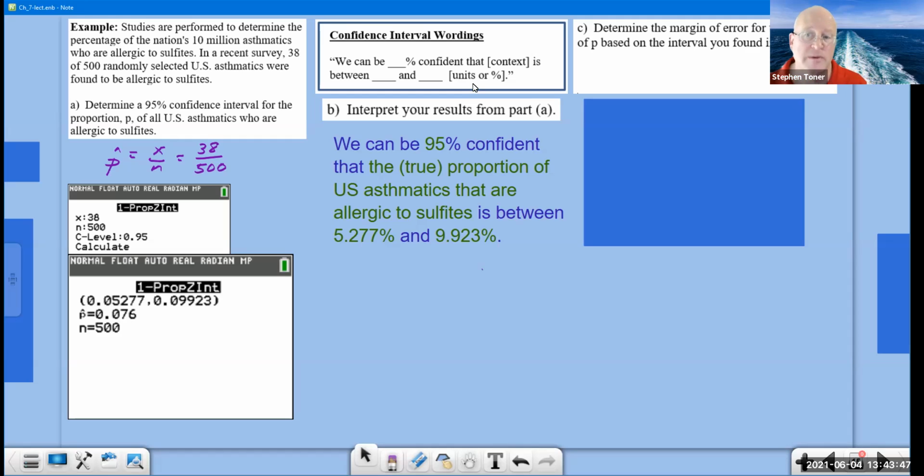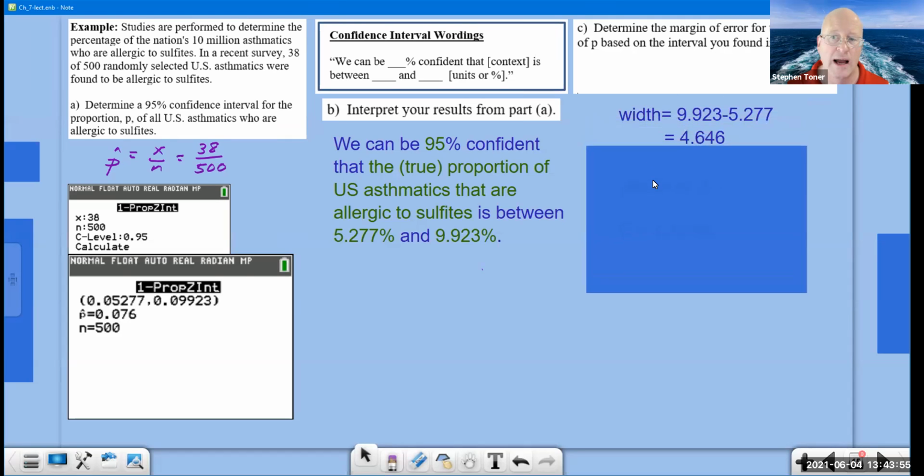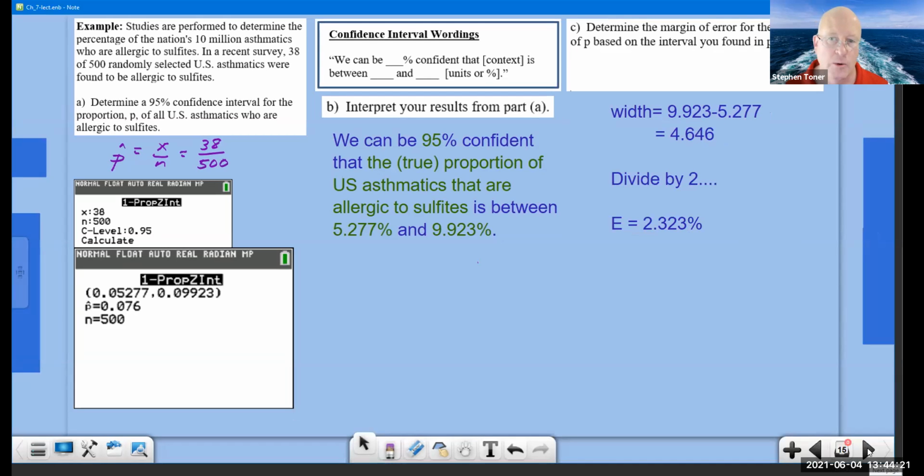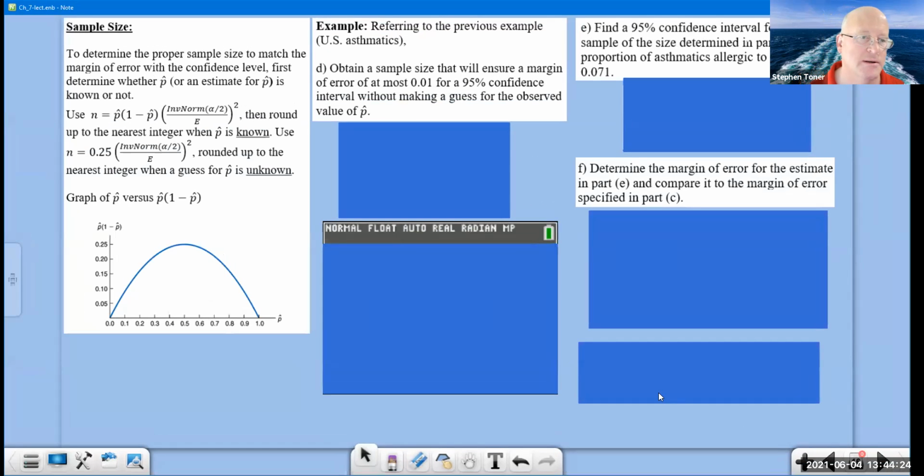Okay, now determine the margin of error based on that confidence interval that we just created back in part A. Well, I took the width of that confidence interval. I took the high value minus the low value, and these were actually percentages. I'd removed the decimals. I then found how wide it was. I divided by 2, and that told me my margin of error would be 2.323%. And this is exactly what we were doing in the first half of this chapter. Now we're going to keep this problem going here in just a little bit.